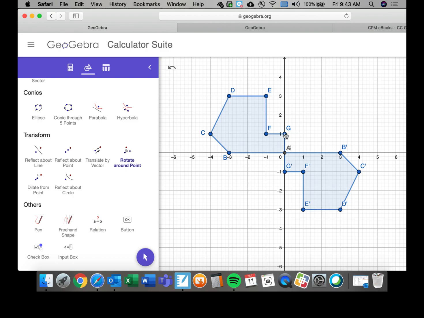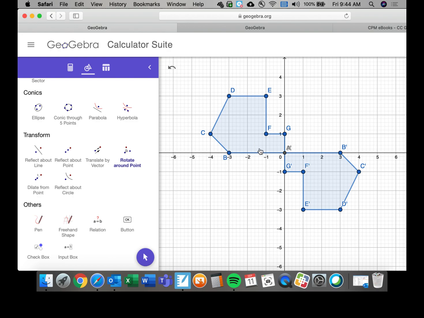Notice G that's up here rotated 180 degrees and is now down here to G prime. F rotated down here to F prime, and so on. So this whole shape rotated 180 degrees in a clockwise direction. Okay, and notice they did label all their points with the primes like we talked about in a previous lesson. So hopefully that went okay.